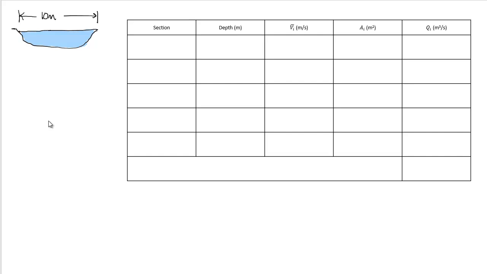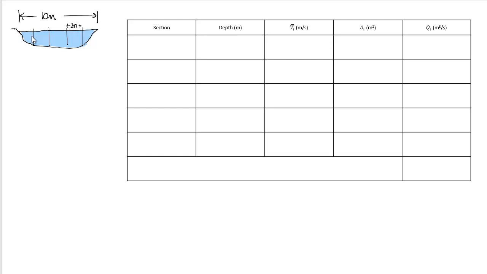So let's go over the solution to the practice problem for calculating stream discharge. We have a really simple stream here. It's 10 meters wide and we're told to use just 5 sections. So simple math shows that if we divide it into 5 equal sections, each section is going to be 2 meters wide, right? So we have 5 sections here, equally spaced. Each distance here is 2 meters.